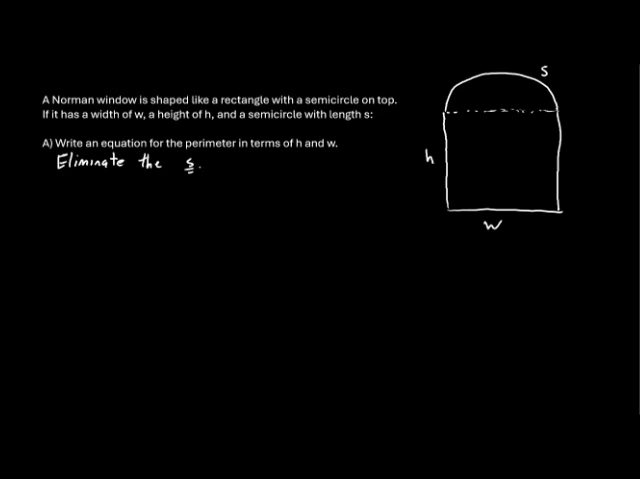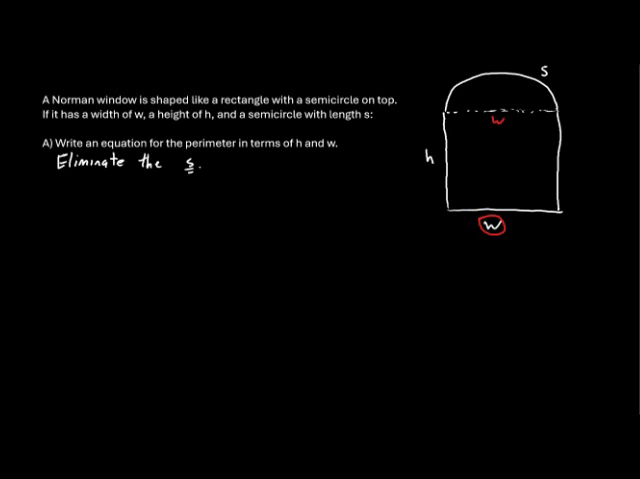In order to eliminate the S, we must look at the relationship between this semicircle and the width below it. We must first realize that this semicircle has a diameter which is symbolized by this dotted line I've drawn. However, we know that diameter is the same as W because in a rectangle, the bottom side and the top side must be the same. That means we know that this dotted line has a length of W.